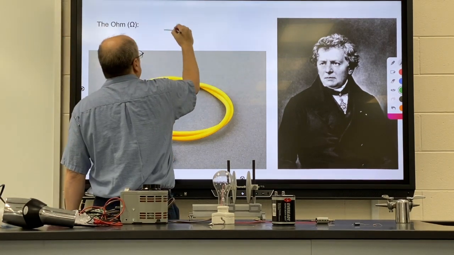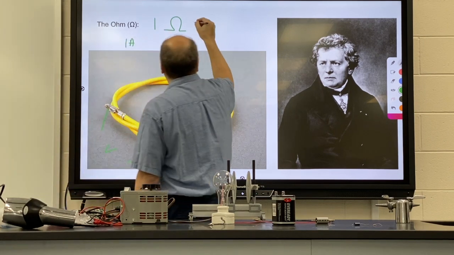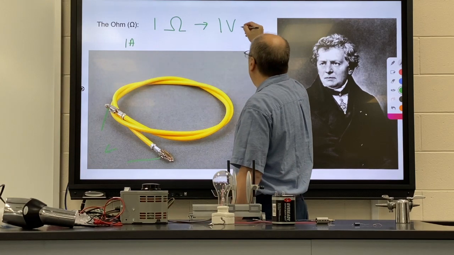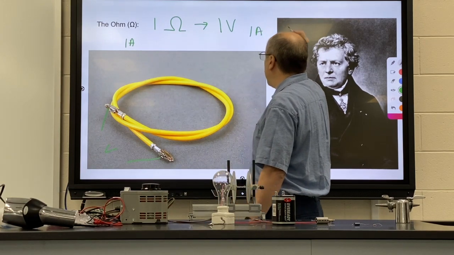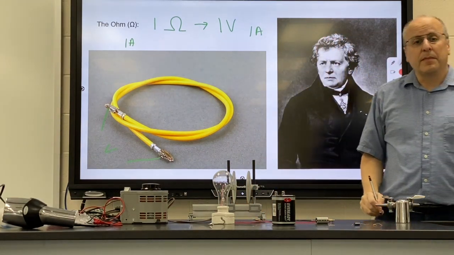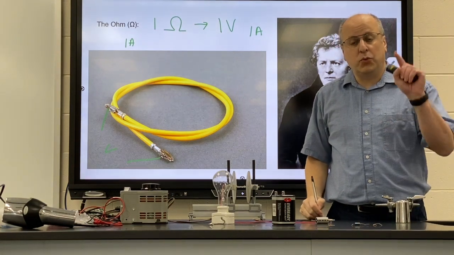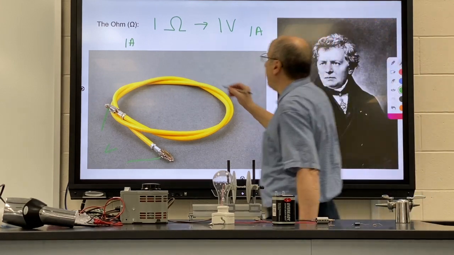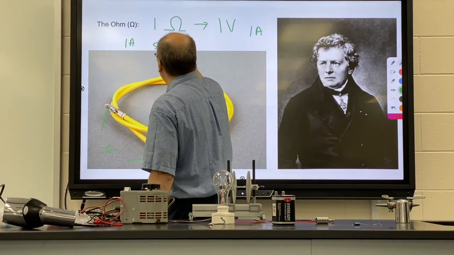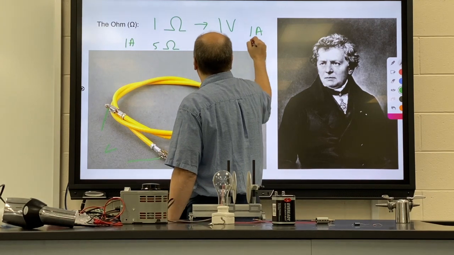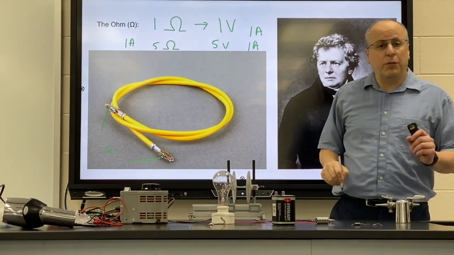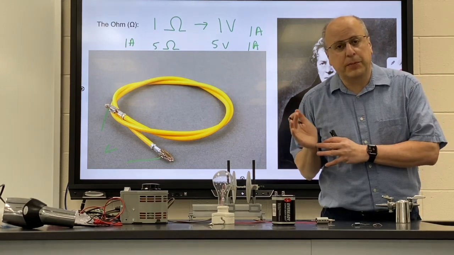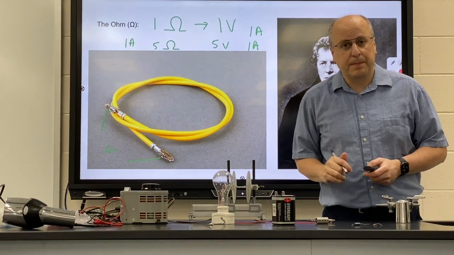So an ohm, 1 ohm, is the voltage required to produce 1 amp. So one more time, 1 ohm means 1 volt was required to make a current of 1 amp. If you had 5 ohms, that would mean it would take 5 volts to make a current of 1 amp. So the higher the resistance, the harder it is to produce a current of 1 amp.